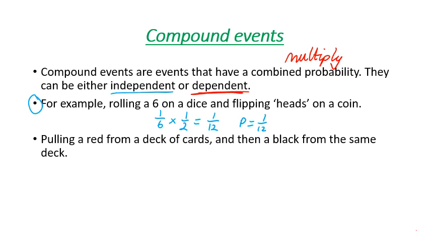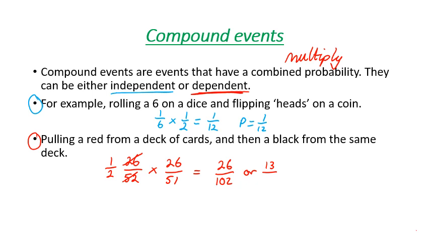An example of a dependent compound event would be if you randomly chose a red card from a deck of cards. That's a 26 out of 52 chance. And then you wanted to randomly pull or choose a black card from that same deck of cards. The deck is now only 51 cards, not 52 cards, because we've taken a red card out. All right, so we now need to multiply these. We can cancel down our first fraction of 26 over 52 to 1/2. Makes the maths easy. That gives us 26 over 102. We can then cancel down, if we wanted to, which is 13 over 51.